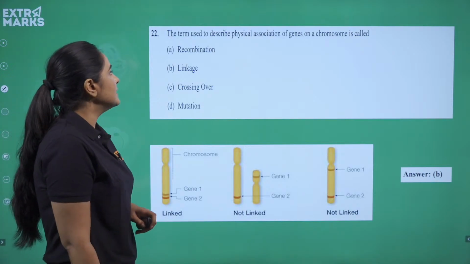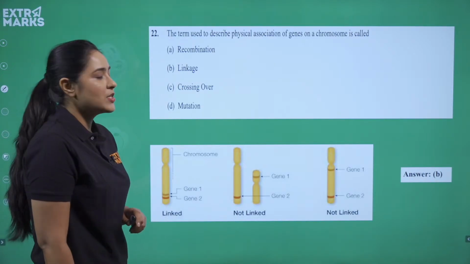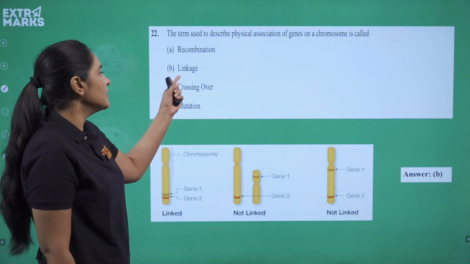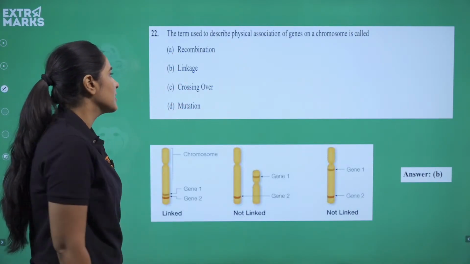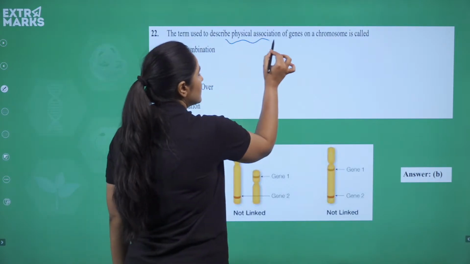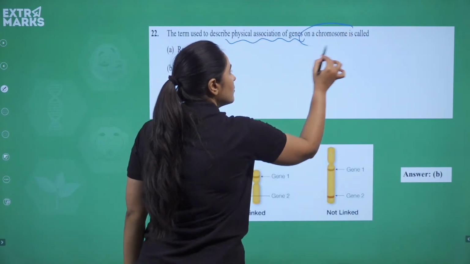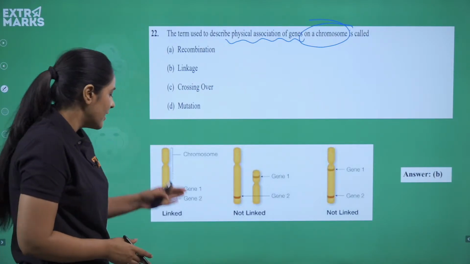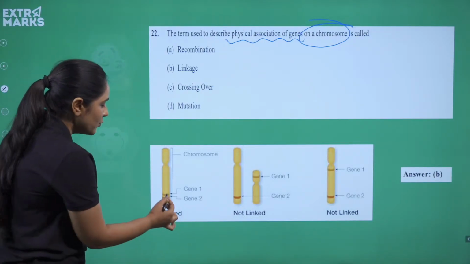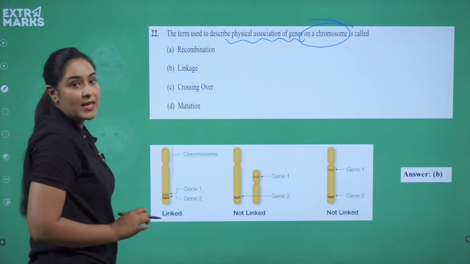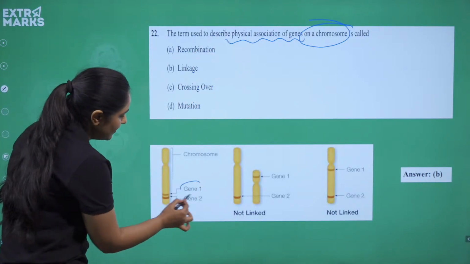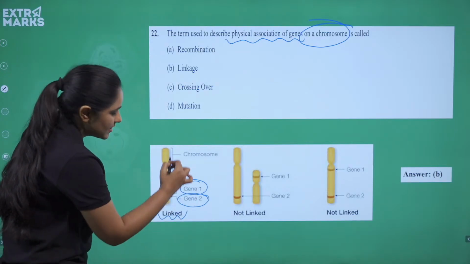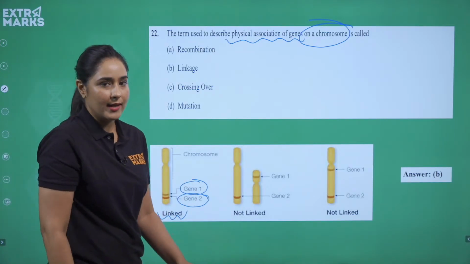Another question: the term used to describe physical association of genes on a chromosome is known as recombination, linkage, crossing over, mutation. So we have to see here physical association of genes on a chromosome. Obviously, here we are talking about the linkage. As you can see here, gene 1 and 2, physical association here we are talking. So gene 1, gene 2 on a chromosome, it is linked. We are talking here about the linkage.